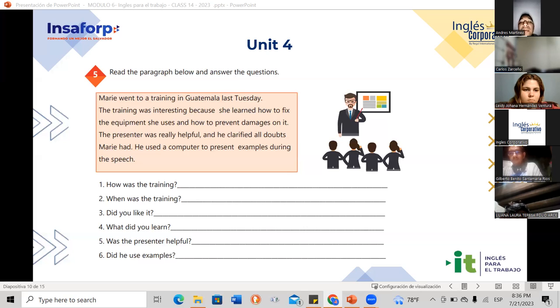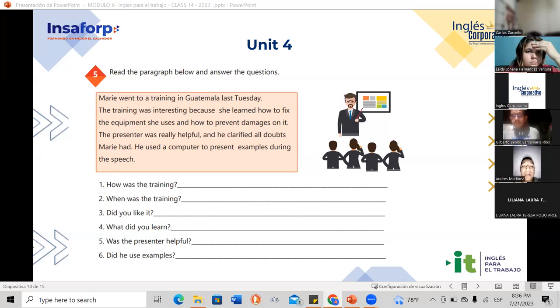Very good. Equipment. Repeat that. Equipment. Equipment. Correct. Okay. What is an equipment? Do you remember? Equipment is like people. Yes, un equipo. Okay, thank you. Okay, lady, go ahead.